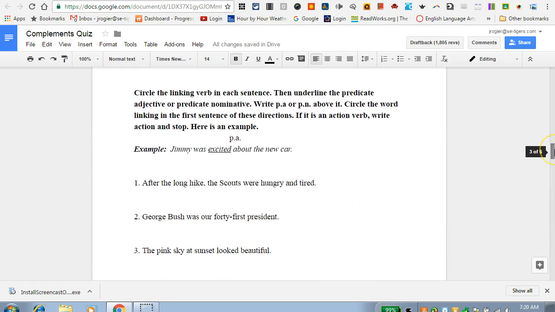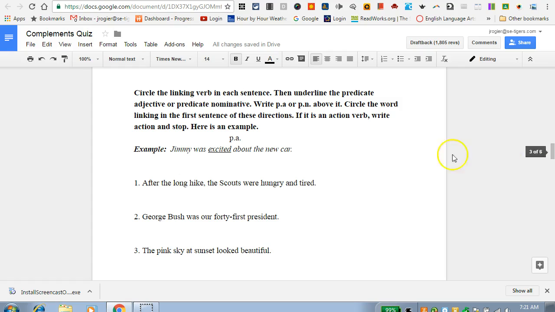In this section, circle the linking verb in each sentence. A lot of people didn't even circle the linking verb, so that doesn't help at all. Then underline the predicate adjective or predicate nominative. Write PA or PN above it. Circle the word linking in the first sentence of these directions. That was to see if you're paying attention to directions. I gave 2 bonus points for that. If it is an action verb, write action and stop.